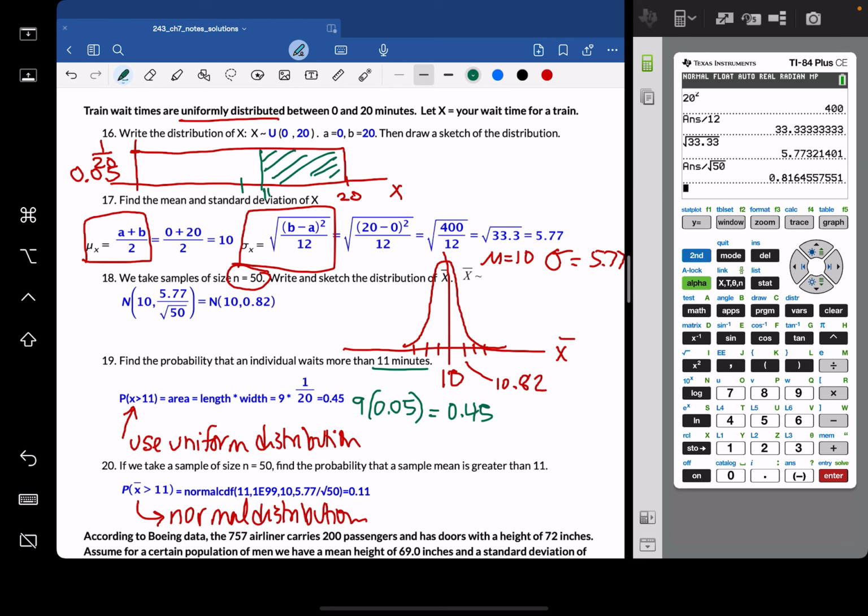Now, what would be the probability that a sample mean is bigger than 11? So now I have to use my normal CDF. Second distribution, normal CDF. And I'm looking at the probability.